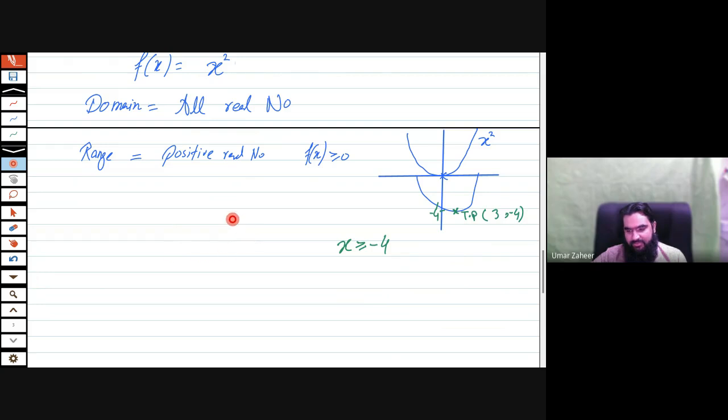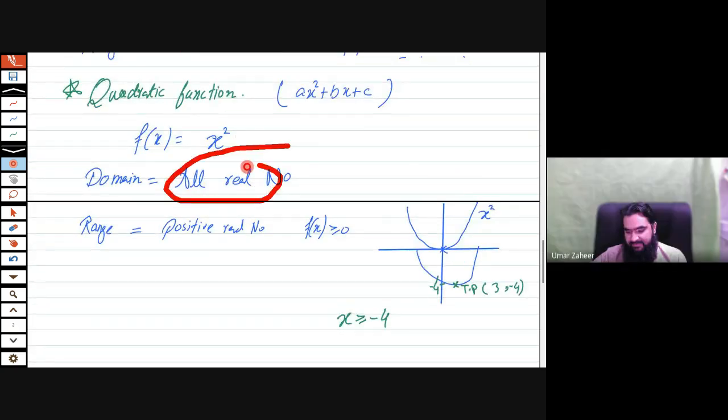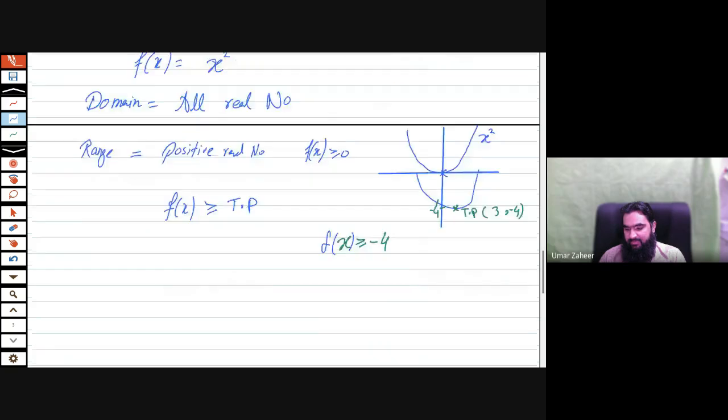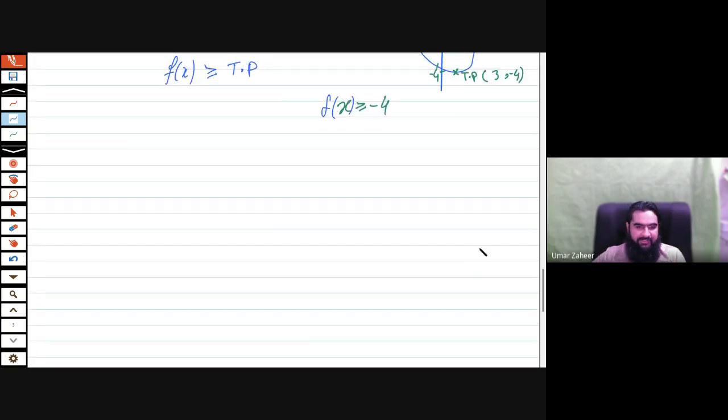So if you have a quadratic function, the domain is all real numbers and the range is all positive real numbers, and depending upon the situation, you have to take any specific quadratic function. So the range is going to be greater than or equal to the turning point. Let's see how to write it here. f of x is greater than or equal to the turning point. In some cases, it is going to be less than as well.